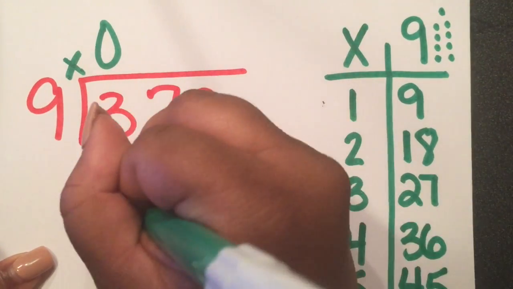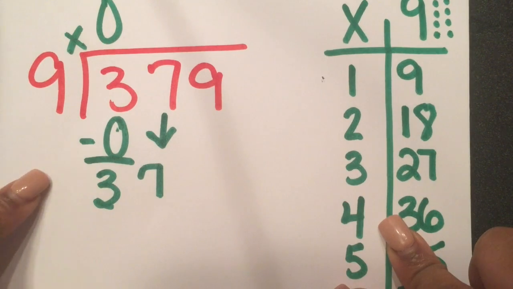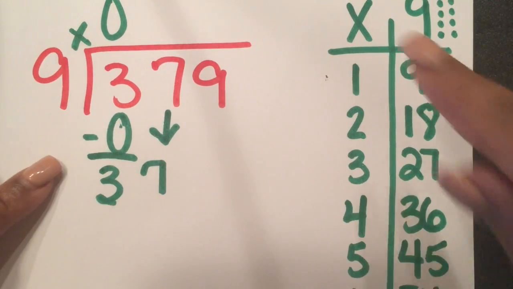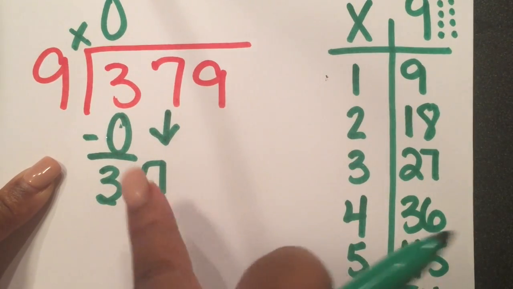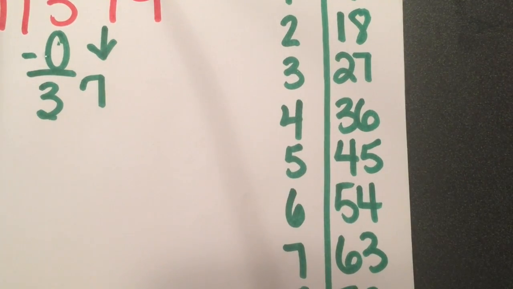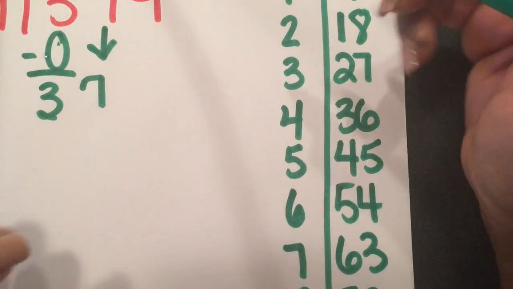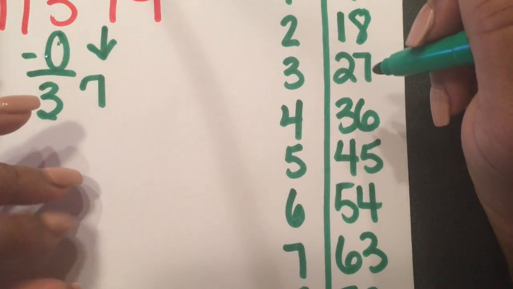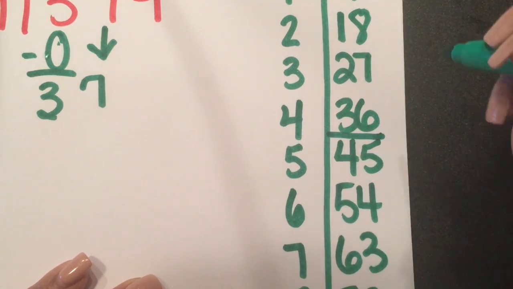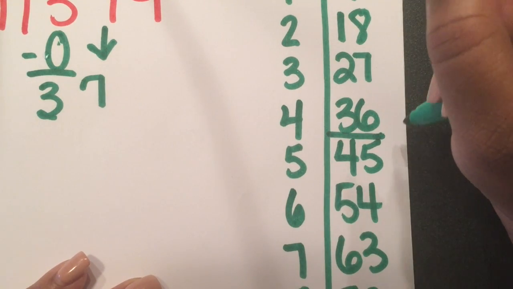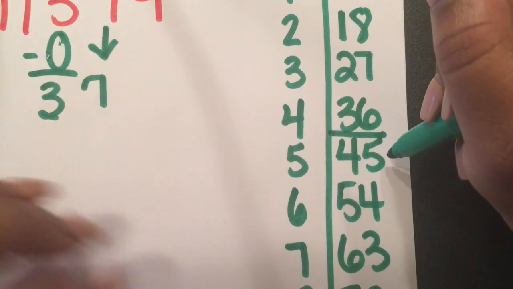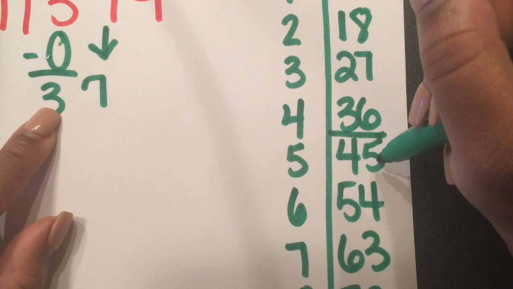You bring down your next digit, which is that 7. So you're like, man, how many times can 9 go into 37? Oh, shucks, I don't know my multiplication facts. Well, that's why you have your T-chart. You come over here and you ask, where is this 37? And I don't see a 37. So you have to ask, where does this 37 go? Well, it goes in between these two numbers right here. But you can't use the number after it, because the 45 is too big. You have to use the number before it.